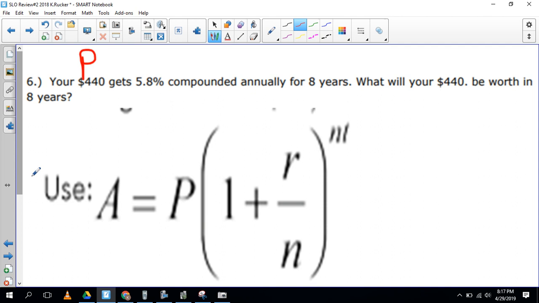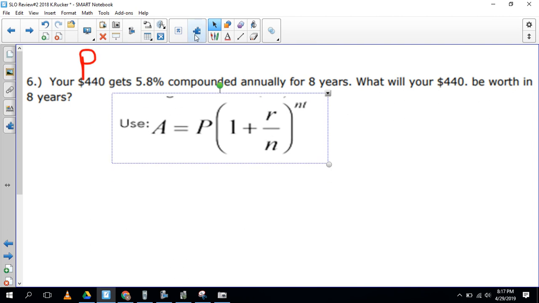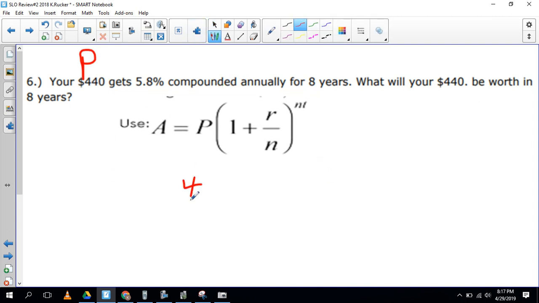So I'm going to try to do this in the same similar step. So P is going to be 440. That's what we started with. I'll put my 1 plus, okay? It gets 5.8%. So we're going to change our decimal. 1, 2, so to be 0.058. So that's going to be my rate, my R.